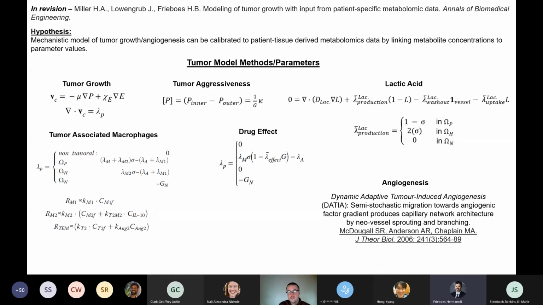So we established ranges for 7 different parameters, including the tumor proliferation constant, the lactic acid production rate constant, which affects tumor aggressiveness, the monocyte production rate, and the polarization constants for type 1 and type 2 macrophages. We also calibrated the drug effect and the rate of angiogenesis.